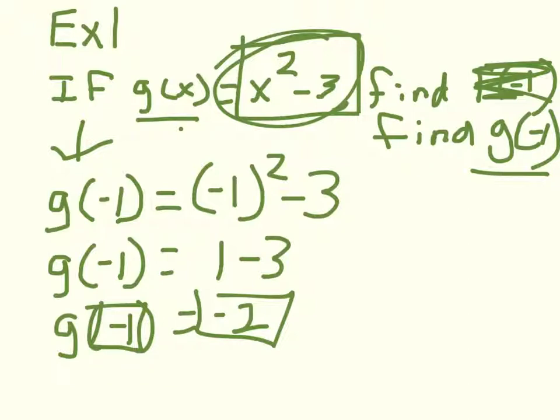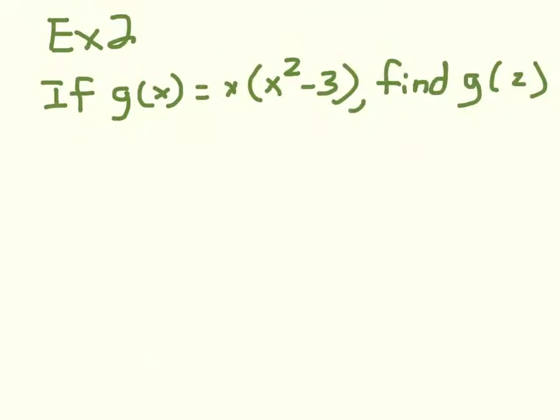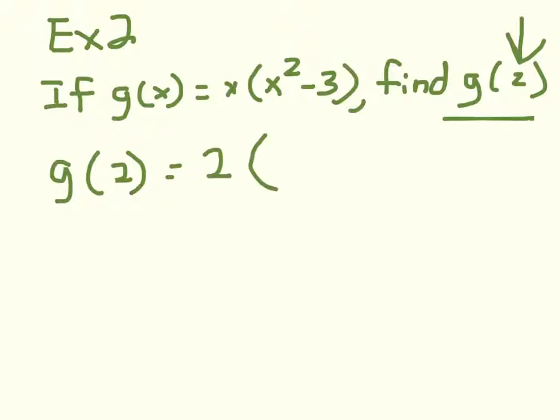Let's take a look at the next example. In example 2, I have g of x is equal to x times the quantity x squared minus 3. Find g of 2. What does this mean? I'm going to put 2 in wherever I see an x. So on the right side, I'm going to place 2 in wherever I have x. I'm going to put a 2 in for the x, and I'm going to square it, so I'll put that in parentheses, minus 3.